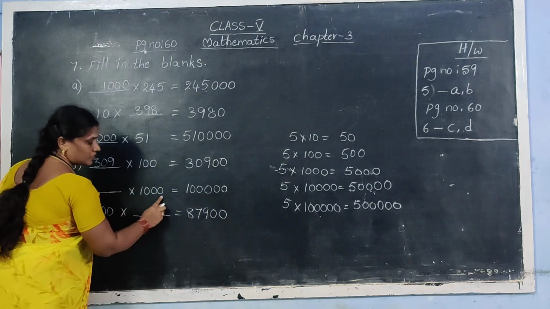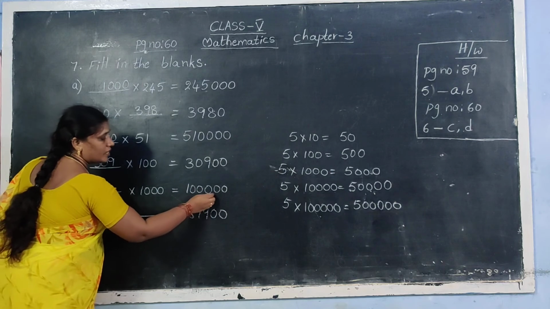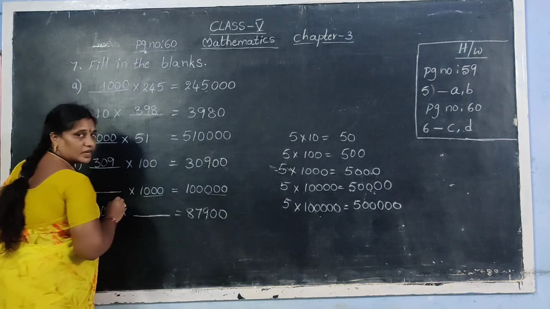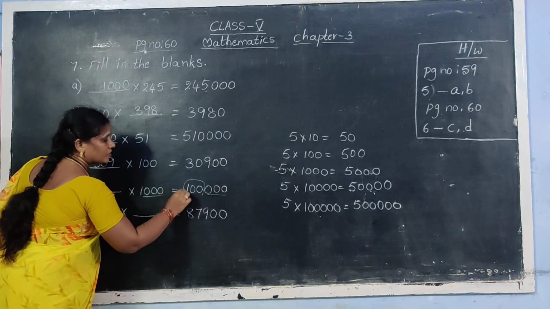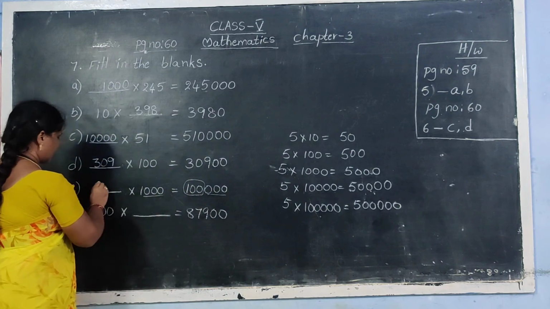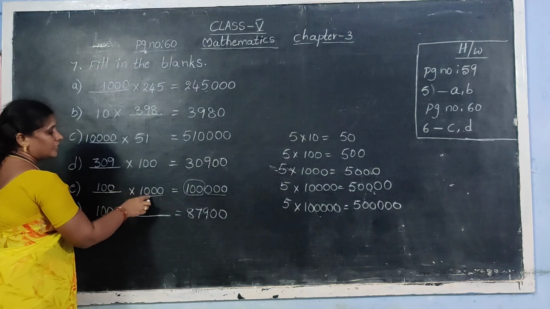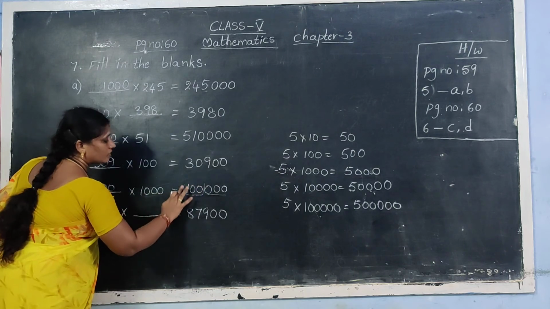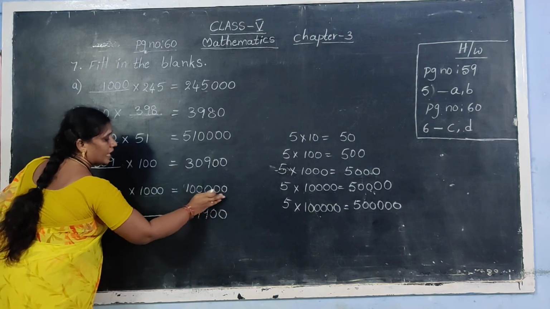Next blank: into 1000 is equal to 1 lakh. Here how many zeros? 3 zeros. Here how many zeros? 3 zeros. Both equal, remaining number is 100. 100 into 1000 is 1 lakh.